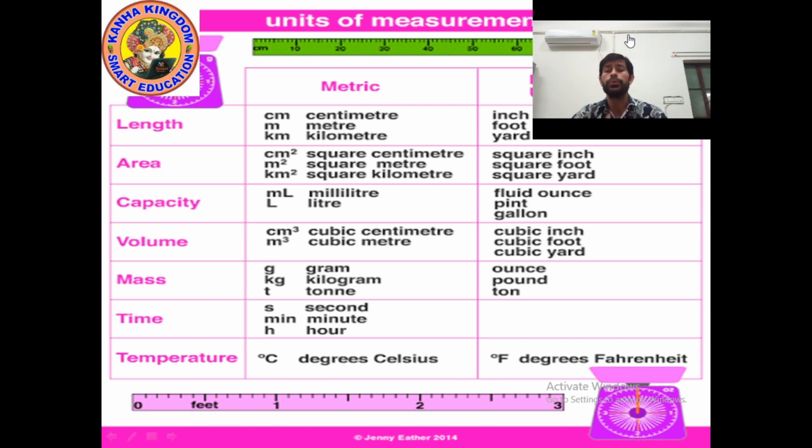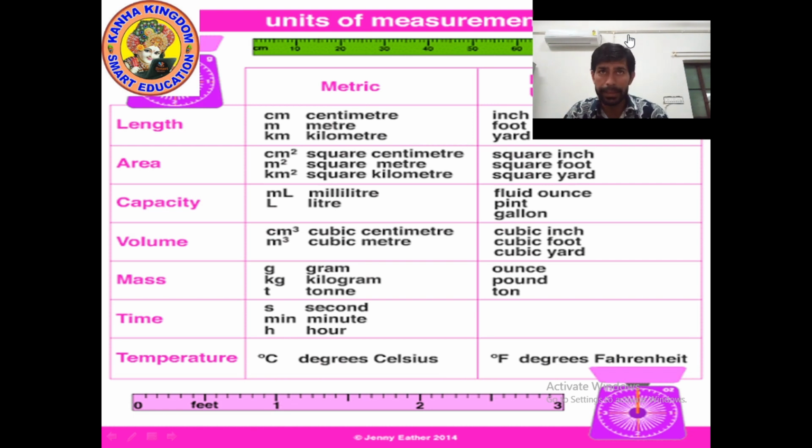Okay, so all these are units. Which units do we use to measure length? Centimeter, meter, kilometer, inch, foot, yard. And to measure the area we use centimeter square, meter square, kilometer square, and square inch, square foot, square yard.